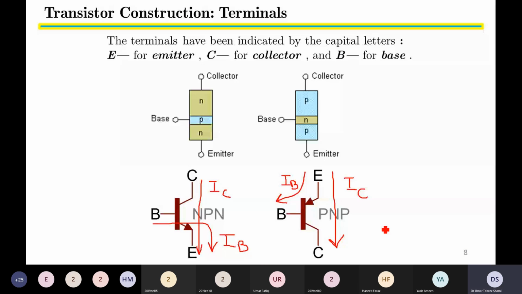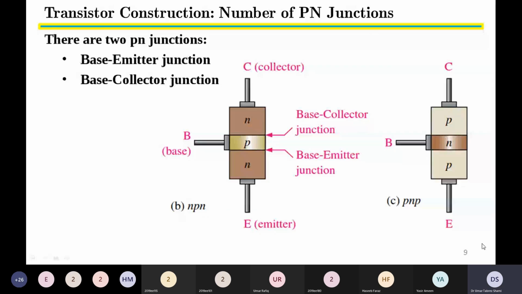Right, now we come to the next slide. The next slide also shows the construction. It shows the number of PN junctions available in the PNP or NPN BJT transistor. There are two PN junctions. First is called the base emitter junction and second is called the base collector junction. A junction is the place where two different materials are combined.